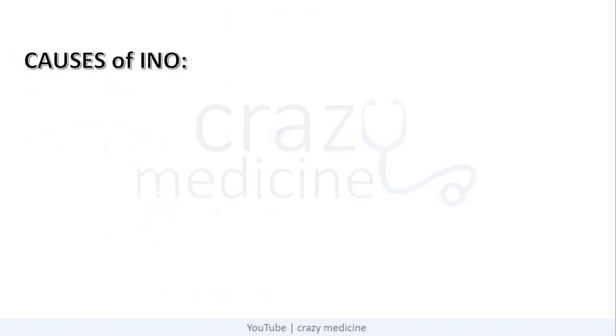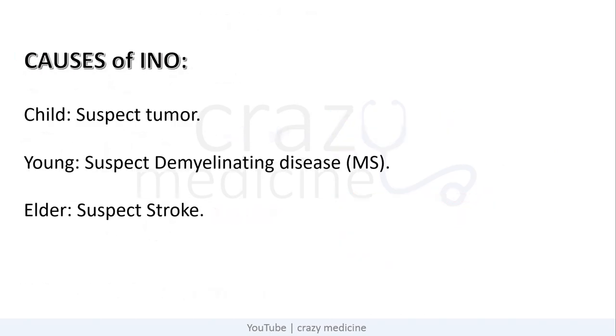Now coming to causes of INO. If a patient is a child, suspect tumor. If the patient is young, the typical cause is demyelinating disease like multiple sclerosis. And in an elderly patient, suspect stroke.